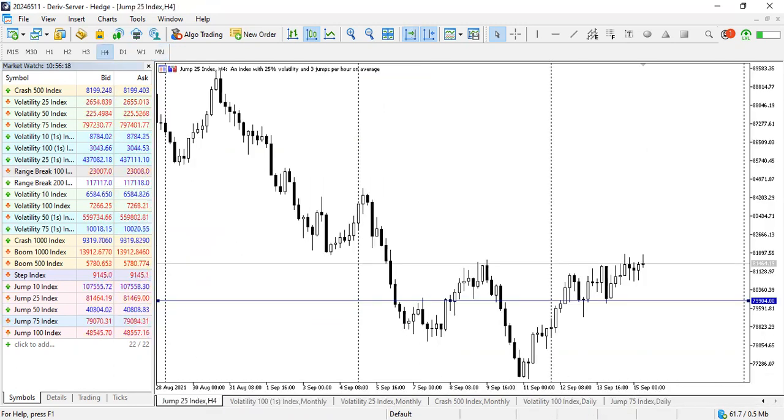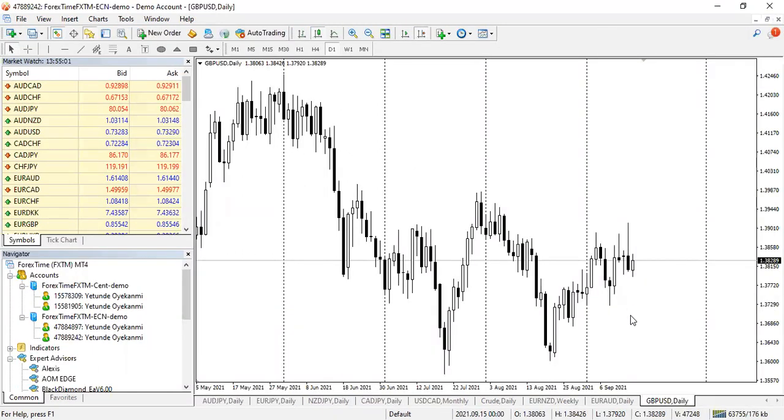But essentially, we are looking at the GBPUSD to engage a sell. And that sell should hopefully give us a profit level of 1:1.5.